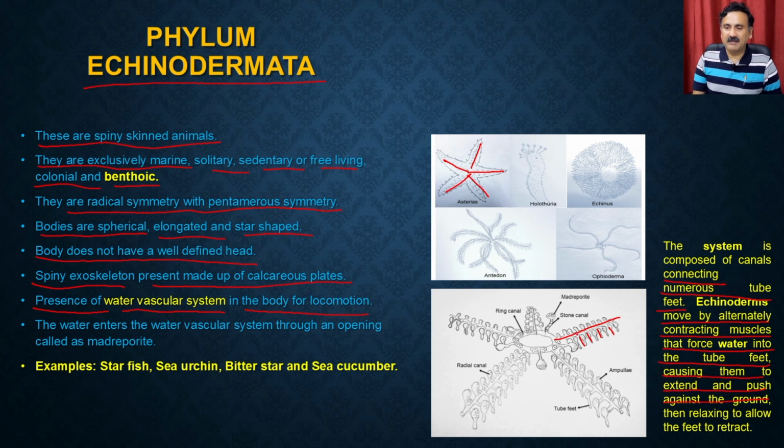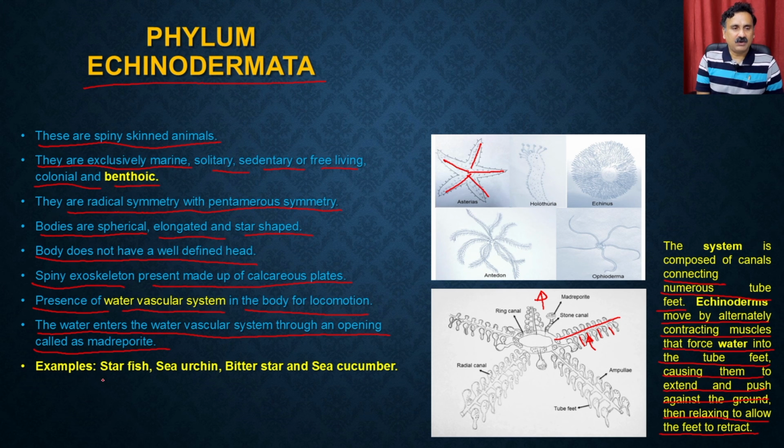the ground. So what happens is it has the contracting muscles, and because of that the water fills these tubes, and then it utilizes that to bring the push forces, and that's how the echinoderm moves in a particular direction. Then it relaxes, allowing the feet to retract. So it fills the water and then removes the water, and that's how it moves from one place to another. The water enters the water vascular system through an opening called the madreporite.